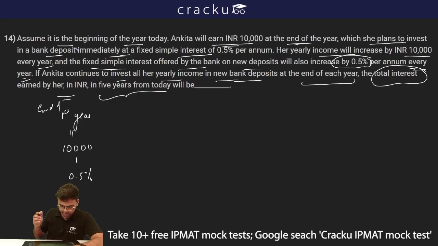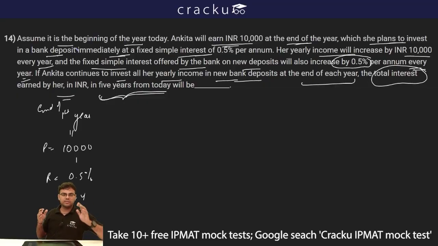Now from the end of the first year, we have to find out in 5 years from today. So the time period will be 4 years. So this is the rate, this is the principal. This 10,000 we have to find out at the end of the 5th year. At the end of the first year she is getting 10,000 rupees. The rate of interest is 0.5%.